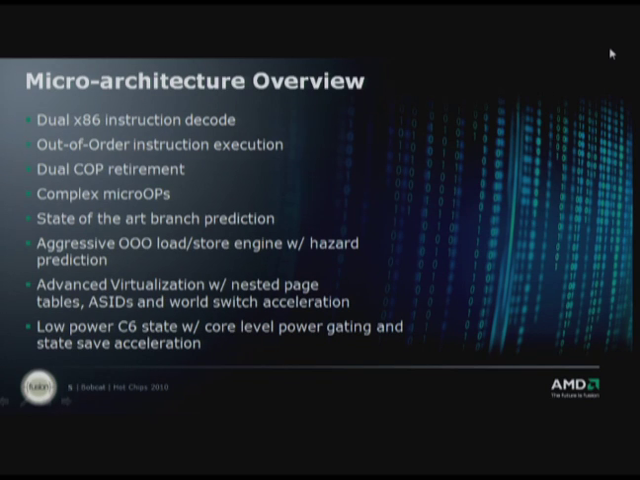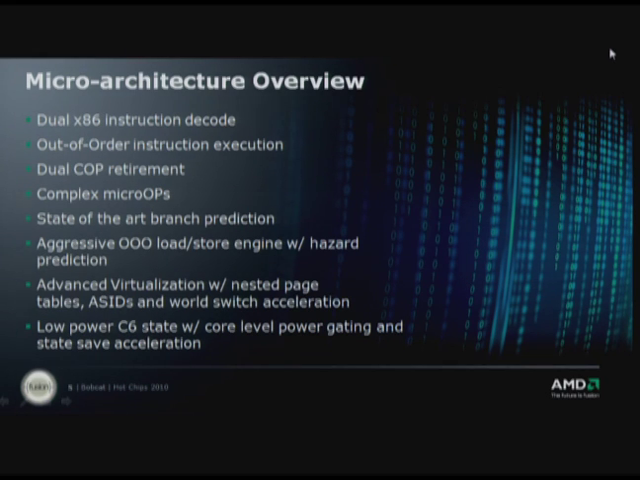So with the focus of efficiency, this is kind of where we landed. We ended up with a dual wide machine. It's a dual x86 instruction decoder. It's also a dual retire machine. We also have complex microops. Some people like to refer to this as fused microops, although we've been doing it for about 10 years since the K7 days, so we call it complex microops. We also have a very, very good branch predictor, and we're not going to go into details here, but when parts come out, I think people will be very impressed with what we've got for such a small engine.